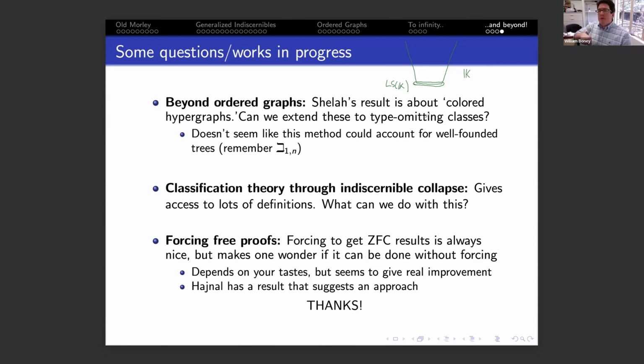And you look at the embeddings between them, and then if you close that class under arbitrary directed co-limits, you're going to get the AEC K. You can sort of take your AEC, slice it down to a level, and then regenerate everything above it.